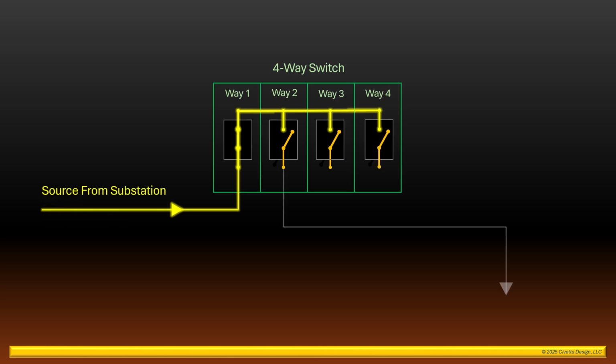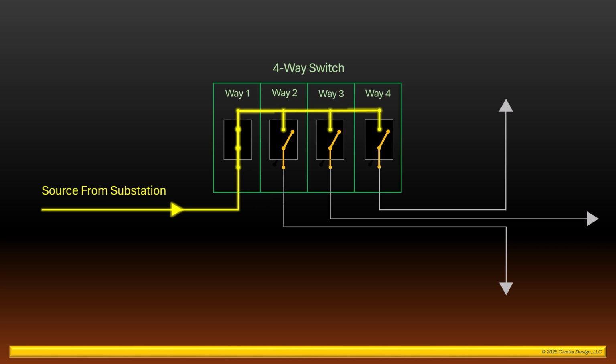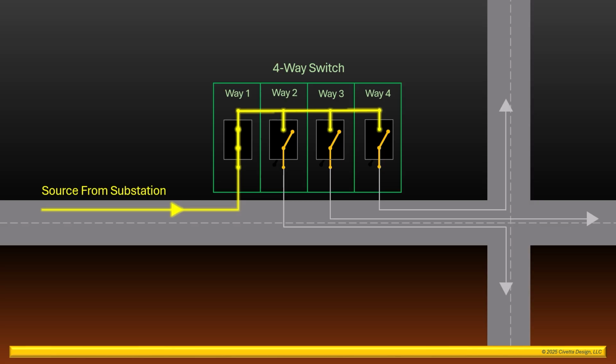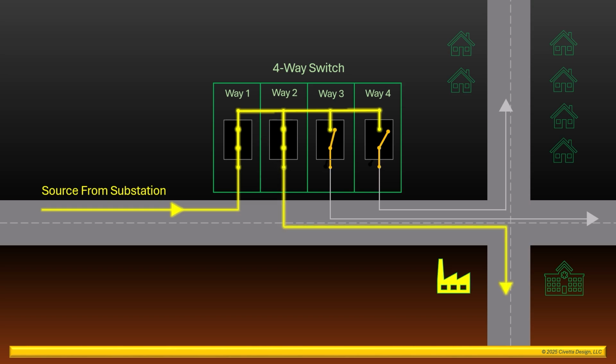Additional cables are connected to each of the remaining ways, and typically they're branched in different directions. This is how an electric utility bifurcates, or in this case, trifurcates a single circuit into multiple branches. This is also why you often see switches located near intersections. The individual branches typically follow the roadway in multiple directions to provide power to the entire neighborhood. Each of the individual switchways are then closed by a line worker, and each of the individual branches then become energized.